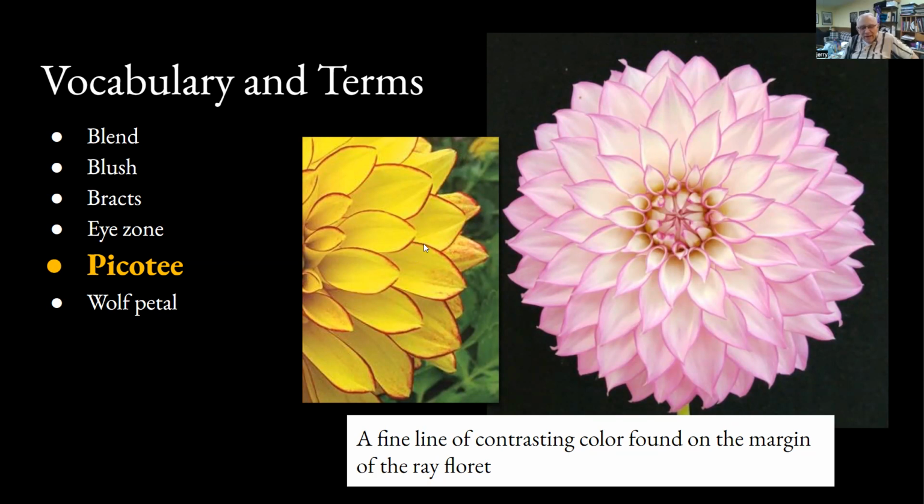It's almost like you took a little paintbrush and just went around the margins of the ray florets. To me, it's kind of like the blush in the whites. If it's uniform, it's an enhancement, you know. Yeah. Wonderful. That's Picotee.